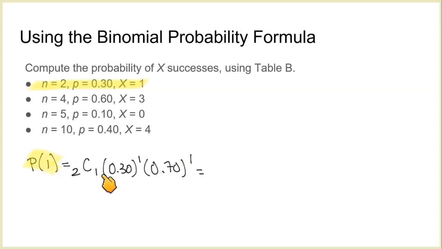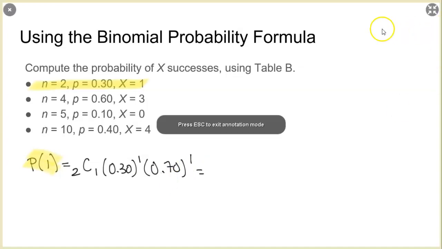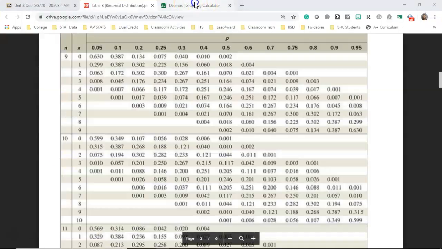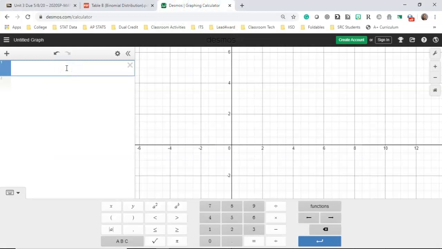n minus x. So either you look at it as subtracting these two numbers to get this value, or the two exponents have to add up to the number of trials, because it's this many successful outcomes and this many non-successful outcomes. And then to actually calculate that value, I want to use Desmos. I didn't show you this before, which I could have shown you in chapter 4, but I wanted you to at least be able to calculate it by hand.